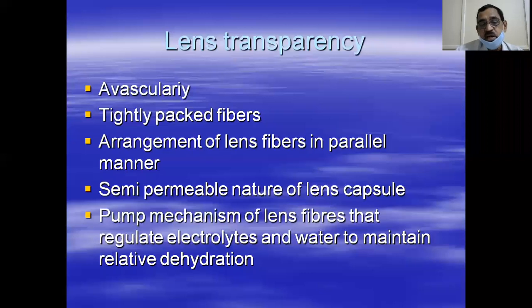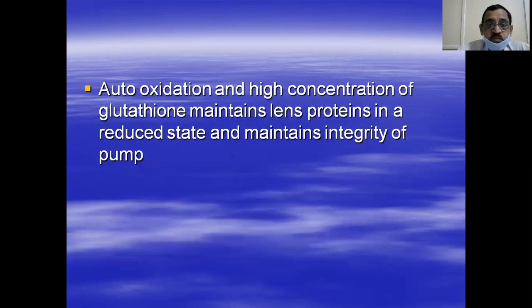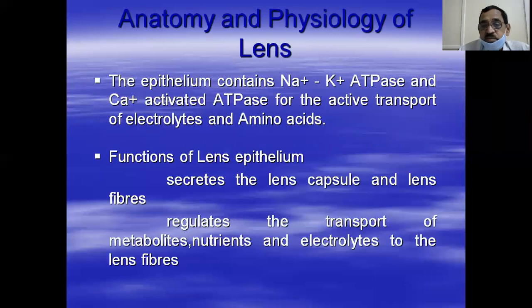One is avascularity of the lens, secondly tightly packed lens fibers, and third is arrangement of lens fibers in a parallel manner. Fourthly, semi-permeability of the lens capsule is also very important. And finally, the pump mechanism of lens fibers that regulates electrolytes and water to maintain a relative dehydration of the lens. Autooxidation and a higher concentration of glutathione maintain lens proteins in a reduced state and maintain the integrity of the lens.